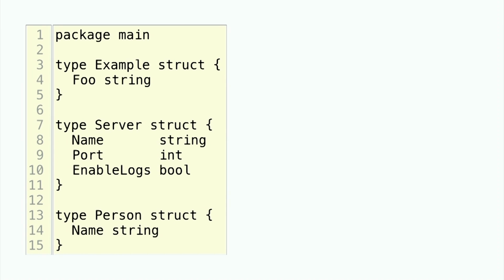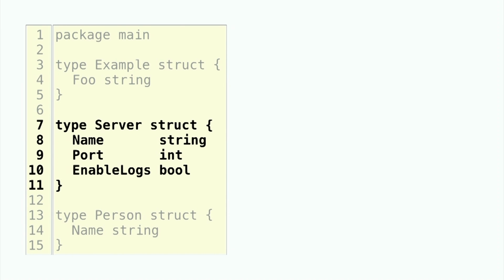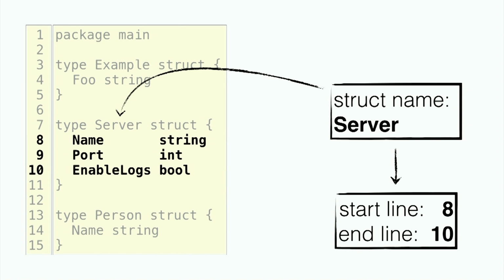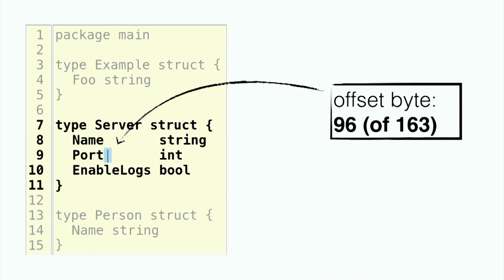Suppose we have this simple example file, and I want to change the server struct. The first way is to use the name server. You can traverse the AST and look for the name server, and once you have it, you can get the start and the ending line. Remember that each AST node is an interface and has a starting and ending position. That's why this is very important. Because you have the AST, you can easily get the starting and ending position. This is one mode.